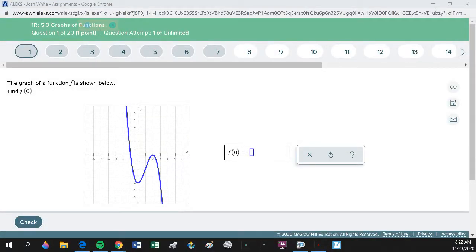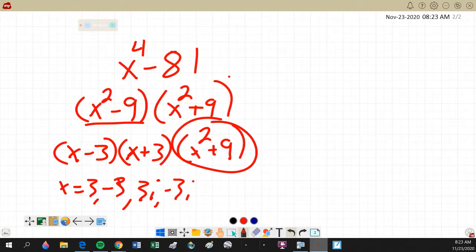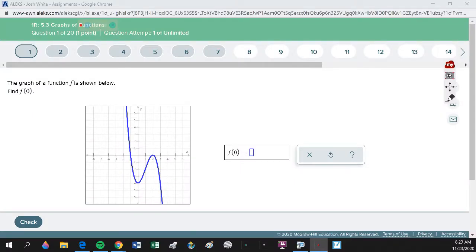Okay, today we're working on 5.3, and this assignment is pretty simple. So the first question says the graph of a function f is shown, find f of 0. The name of the function is f, okay? And we write that as f of x, okay?